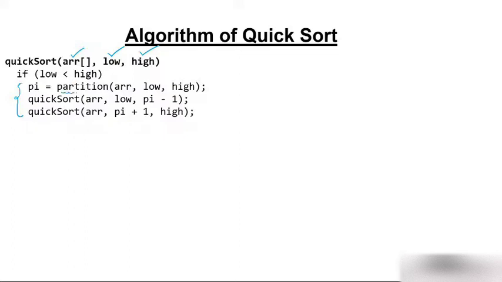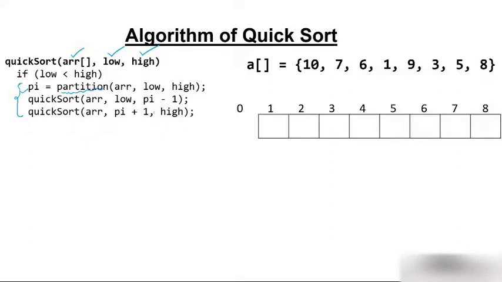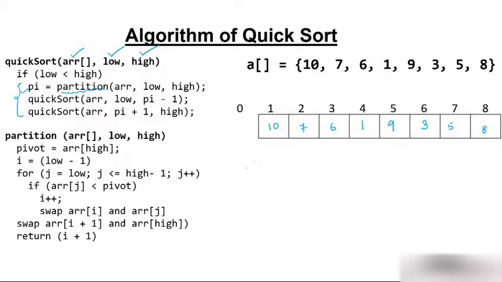One is partition, and after partitioning we are getting the position pi. This partition function returns pi, and on the basis of pi we are again calling the quicksort function, one for the list which is less than pi and one for the list which is greater than pi. Hope you will understand this once I explain it. We have an array, on which we have already worked, and I'm going to write this array: 10 7 6 1 9 3 5 and 8. And we have this partition algorithm.